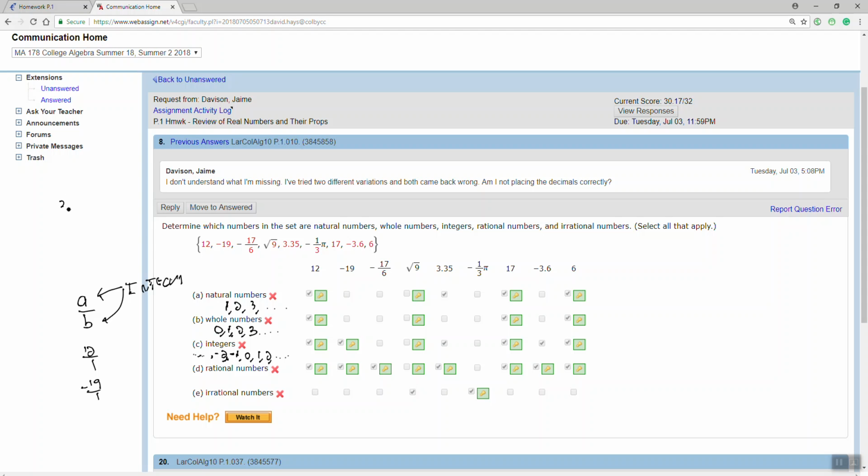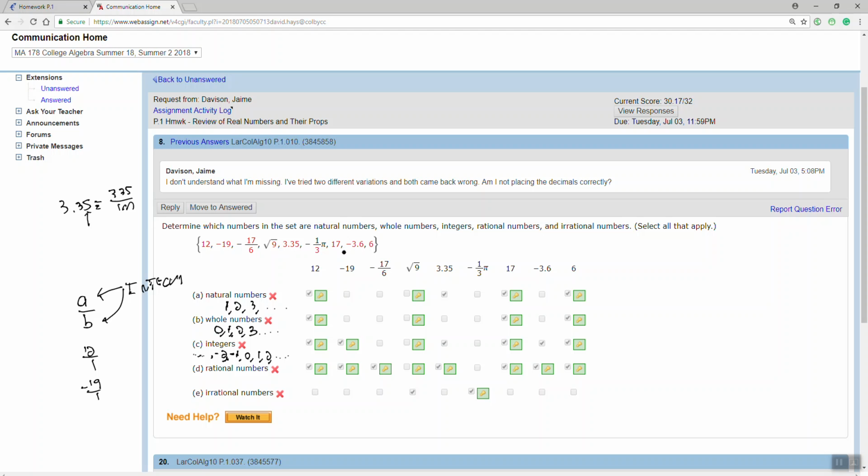3.35. You'll maybe look at that, it's like, well, that doesn't seem right. Well, this ends in the hundreds place, so to rewrite this as a fraction, it'd be 335 over 100. Top is an integer, bottom's an integer. So 3.35 is. Now, pi is irrational, which you see got marked down here for this one.